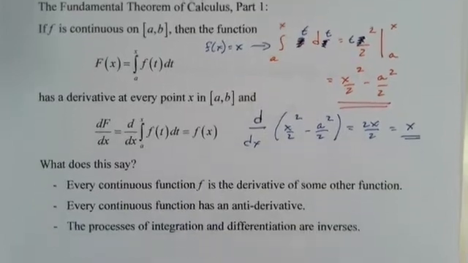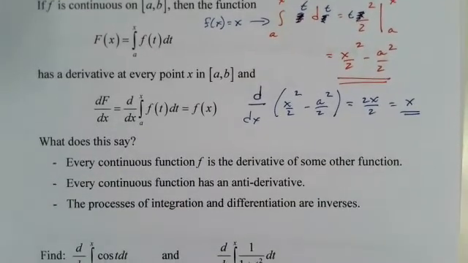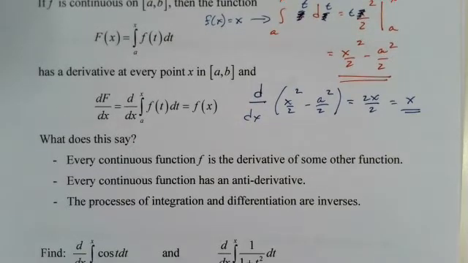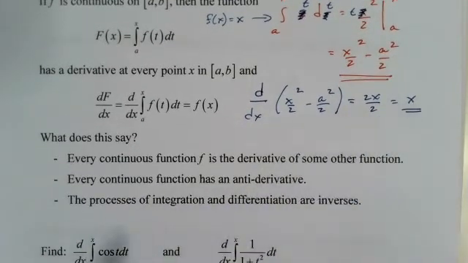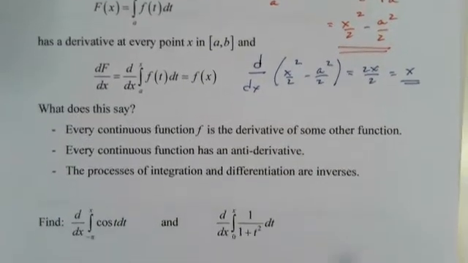So what does this say? And it's kind of important. If I have a continuous function, it's the derivative of some other function, meaning I can find an antiderivative for every continuous function. These processes are inverses. Oh yeah, I got x. Careful. I only got x because that was the original function. If we put these together, we should get x every time. We don't. We get the original function.